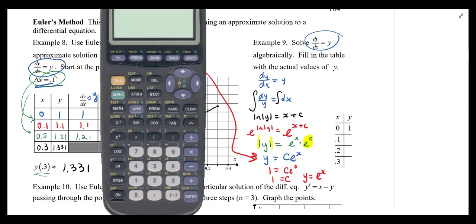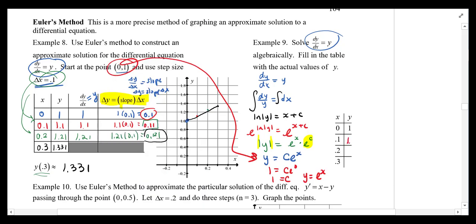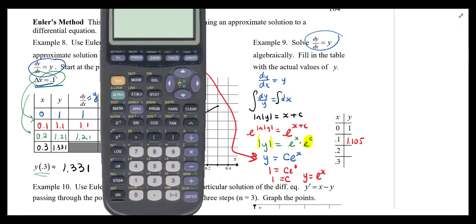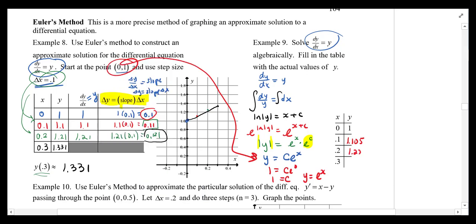Okay? And if you were to actually plug this in now, let me pull up my calculator. e to the 0.1, 1.105. And I'll do the other two as well. e to the power of 0.2, 1.221. Remember, AP exam, 3 decimal places.